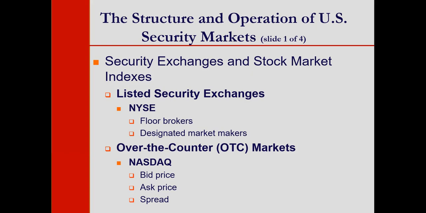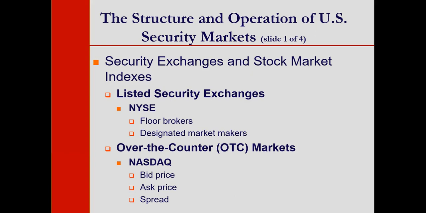So then what is the structure and operations of the US security markets? Okay, the stock exchanges. So there are security exchanges and some stock market indexes. Now I'll talk about what they are. As in the last-to-last slide, I was talking about how in the primary markets the securities are issued. Now those securities are traded. They change hands later on in some secondary market. So that secondary market is the stock exchange.